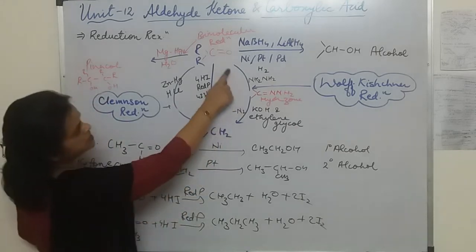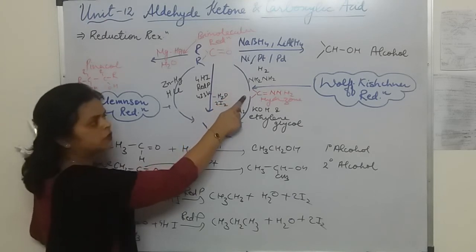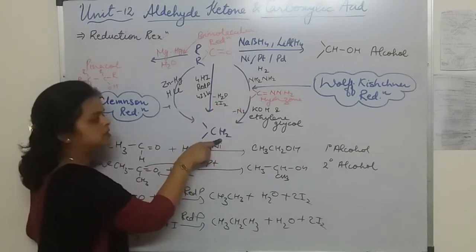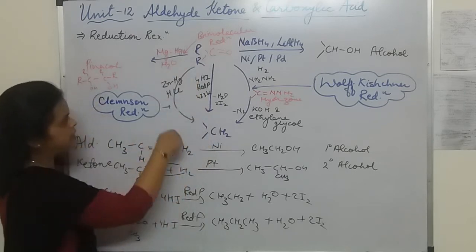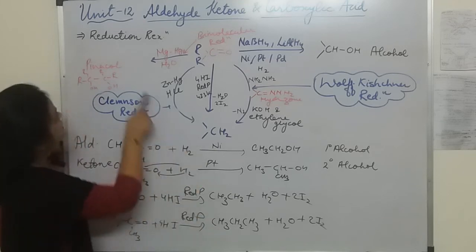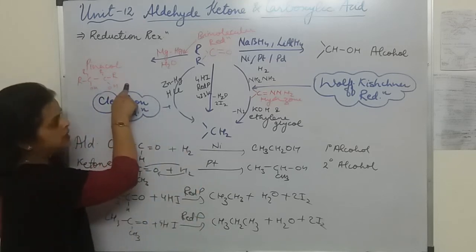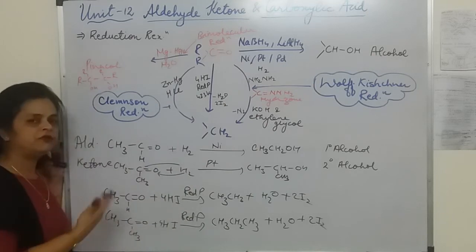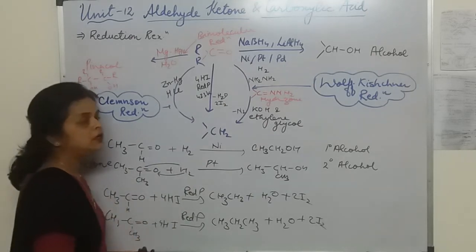Now look, here also the same reaction will happen. First it is going to form the hydrazone and then it will convert into this hydrocarbon. Same here also the reduction will take place and you will get the hydrocarbon. And this pinacol formation we had already discussed. So this is all about the reduction reaction, in what ways the carbonyl compound can be reduced.